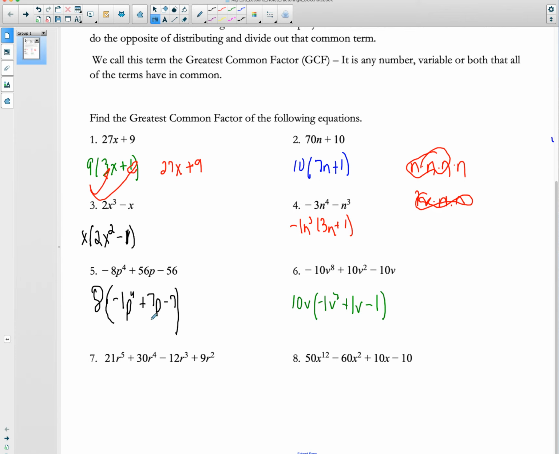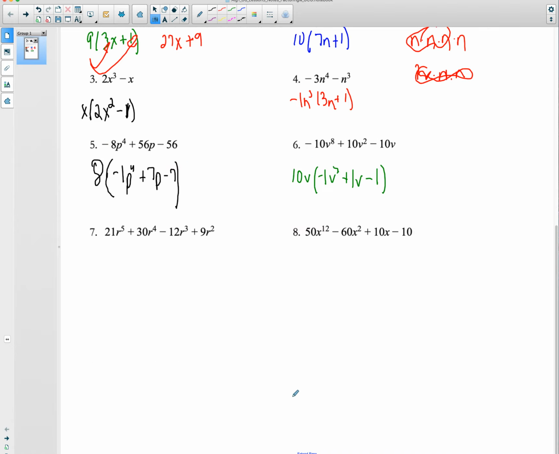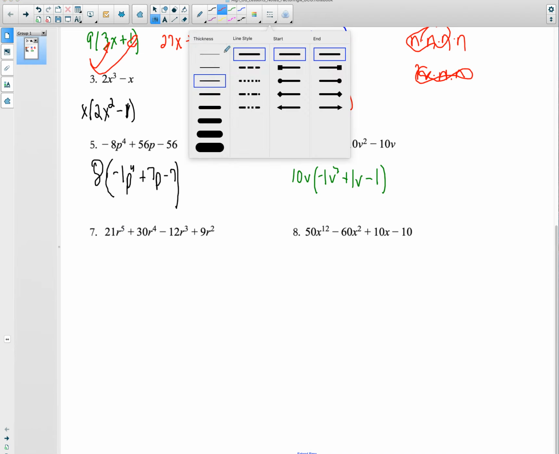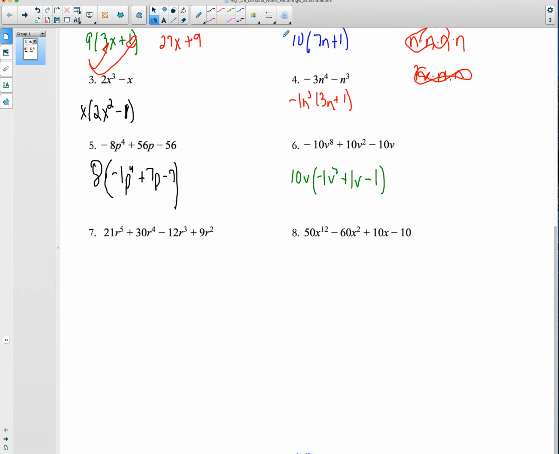All right, so let's take a look at these last 2 examples here. Let me just extend the page a little bit here, maybe. There we go, just to give it a little bit more room. Now notice, once again, the process doesn't change even though the number of terms change. We have 4 terms, but the process is the same. So we want to look at 21, 30, 12, and 9 and say, what is the biggest number I can divide all of those by? And in this case, it would be 3.